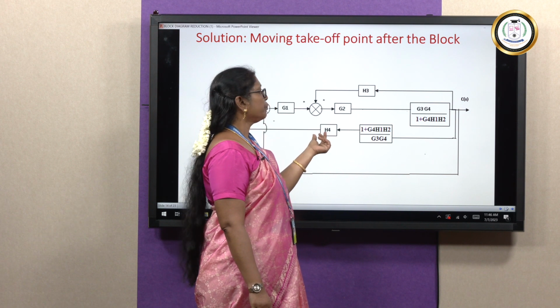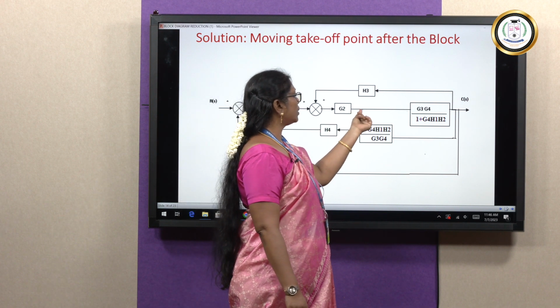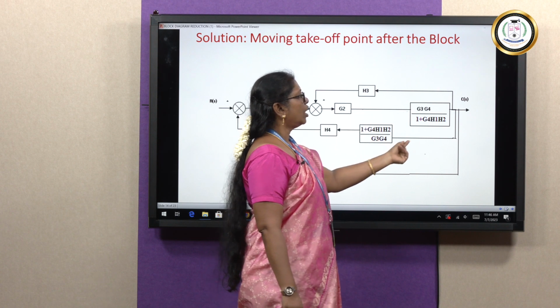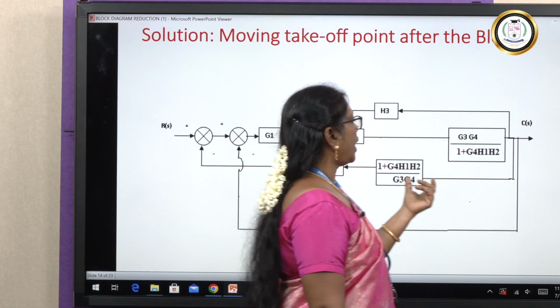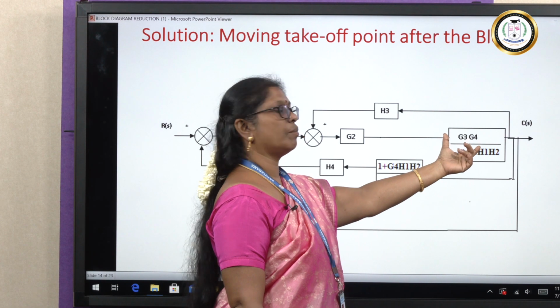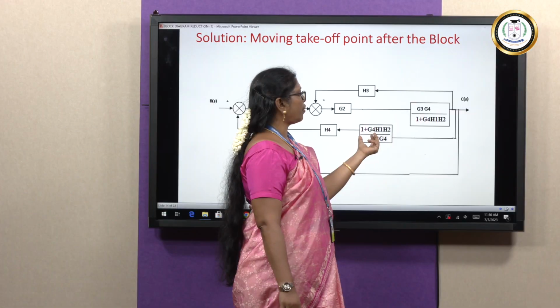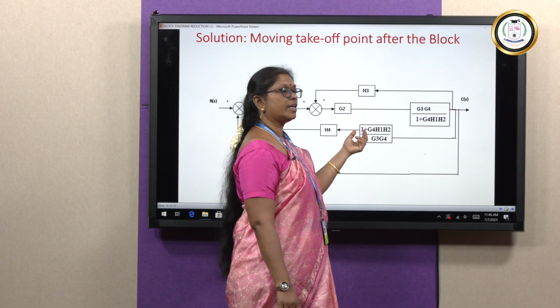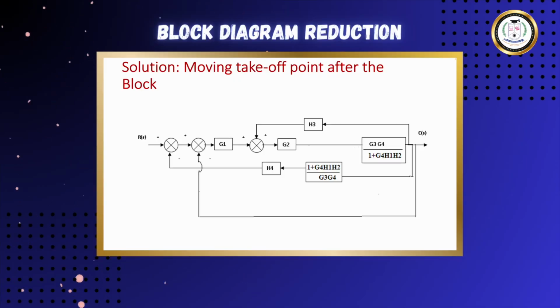feedback path. Okay. Now, since I have moved this takeoff point to after this block, I have to divide by this block, right. So, for dividing I have just inverted it. So, 1 plus G4 H1 H2 by G3 G4.